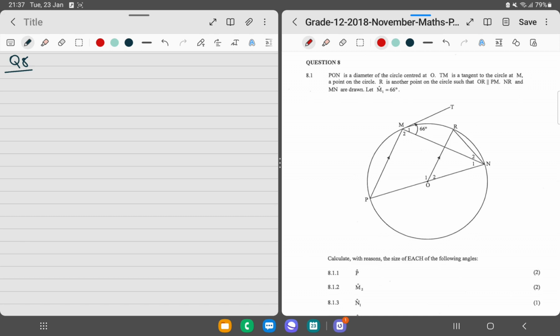NR and MN are drawn. Let M1 be equal to 66 degrees. So M2 is equal to 90 degrees because it is the angle subtended by diameter PON. And P is equal to 66 degrees because of the tan chord theorem.